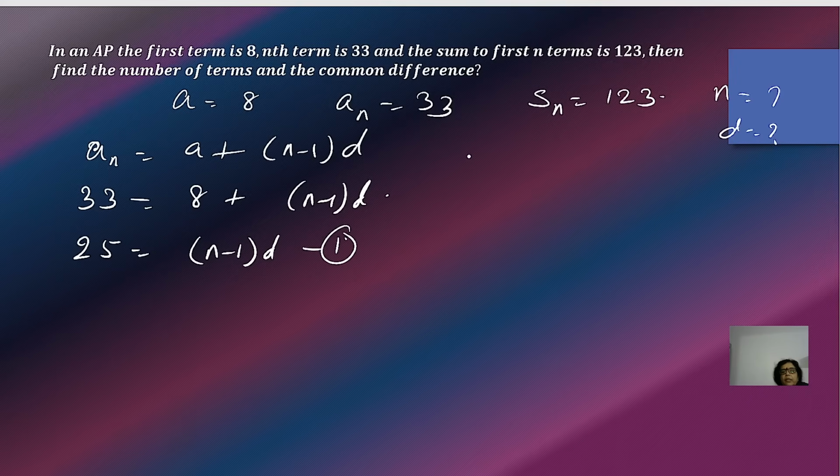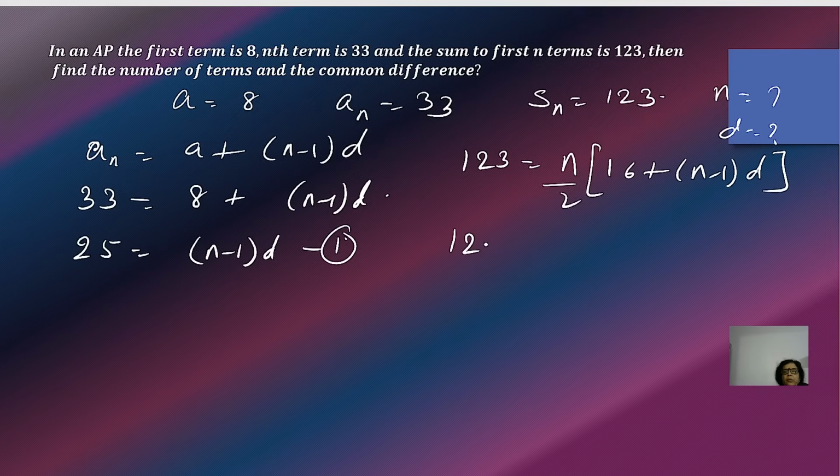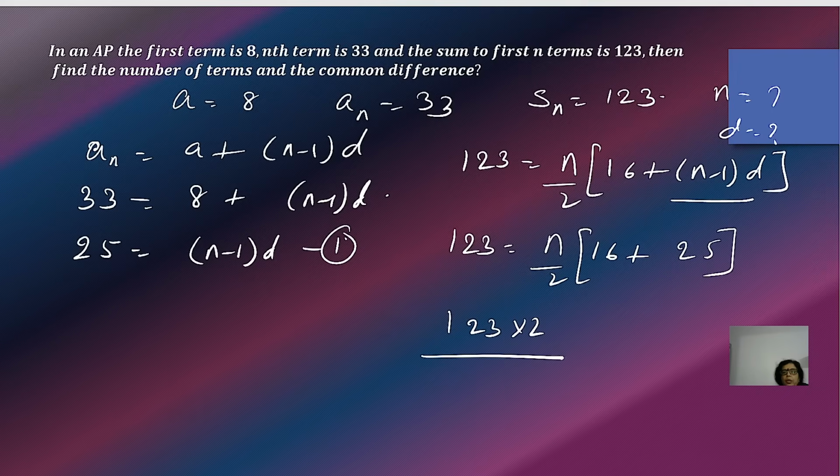Now in this second case, we get over here 123 is the summation of n terms. So this becomes n by 2, 2 into A, that is 16, plus n minus 1 into d. So this becomes 123 is equal to n by 2, 16 plus, replace this n minus 1 into d by 25. So this becomes 16 plus 25. So 123 into 2 divided by 16 plus 25, that is 41, is equal to n. So 41 3s are 123, into 2. So n is equal to 6. There are 6 terms in this AP.